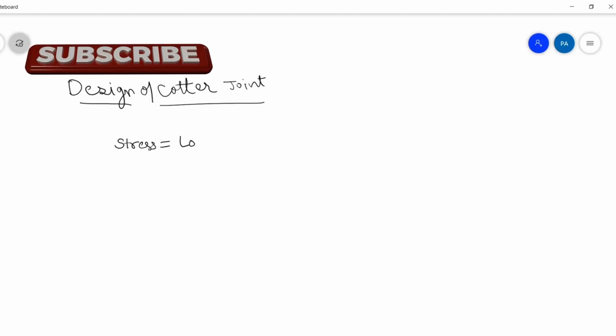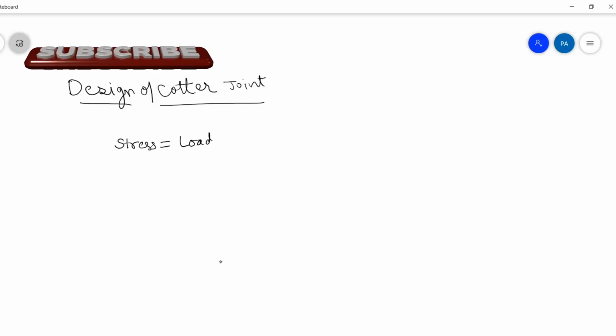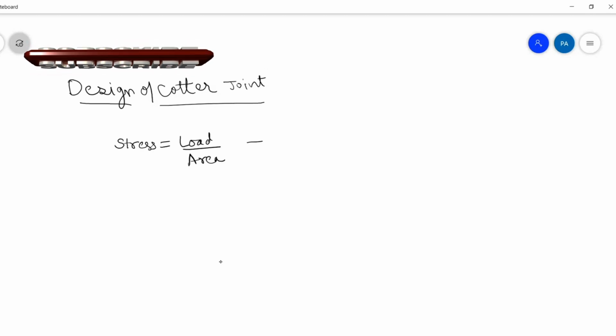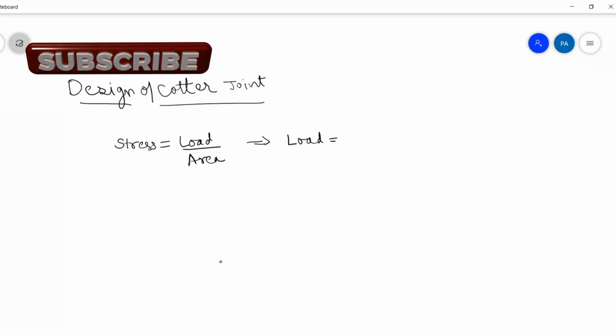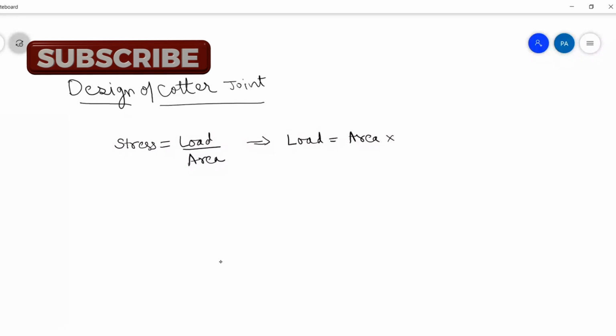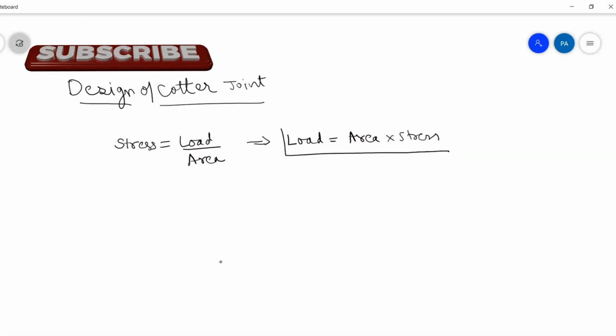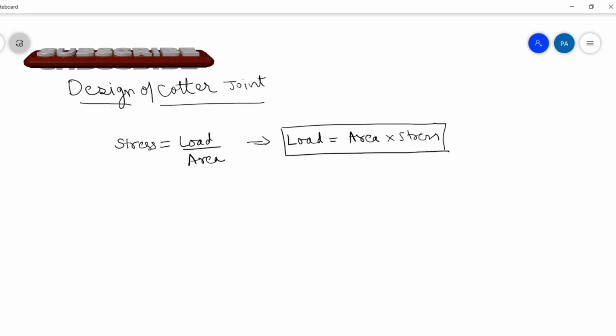Stress equal to load upon area. So this gives me the formula as load equal to area into stress. Same formula I have written in this way.